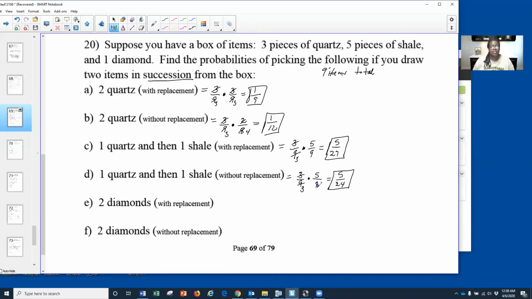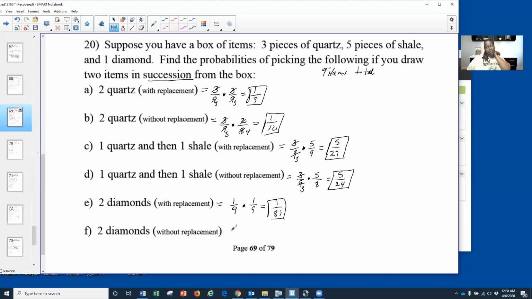All right, now look at this. This next one is 2 diamonds. All right, 2 diamonds with replacement. So a diamond the first time, put it back, then a diamond the second time. How many diamonds do we have in the box? Just 1. So if we're with replacement, we should be good, right? So probability of getting a diamond the first time will be 1 out of 9. We put it back in the box, and we draw again, probability of still 1 out of 9. So we have 1 over 81.